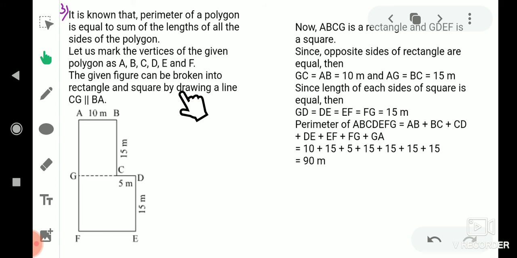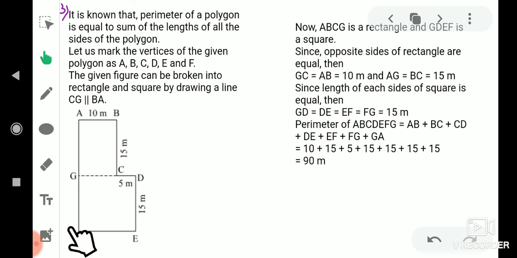The given figure can be broken into a rectangle and a square by drawing a line CG parallel to BA. If we draw an imaginary line CG parallel to AB, then we get one rectangle and one square. This side is 10 meters, so this side will automatically be 10 meters. This side is 15 meters, so this side will automatically be 15 meters. Now ABCD is a rectangle and GDEF is a square.